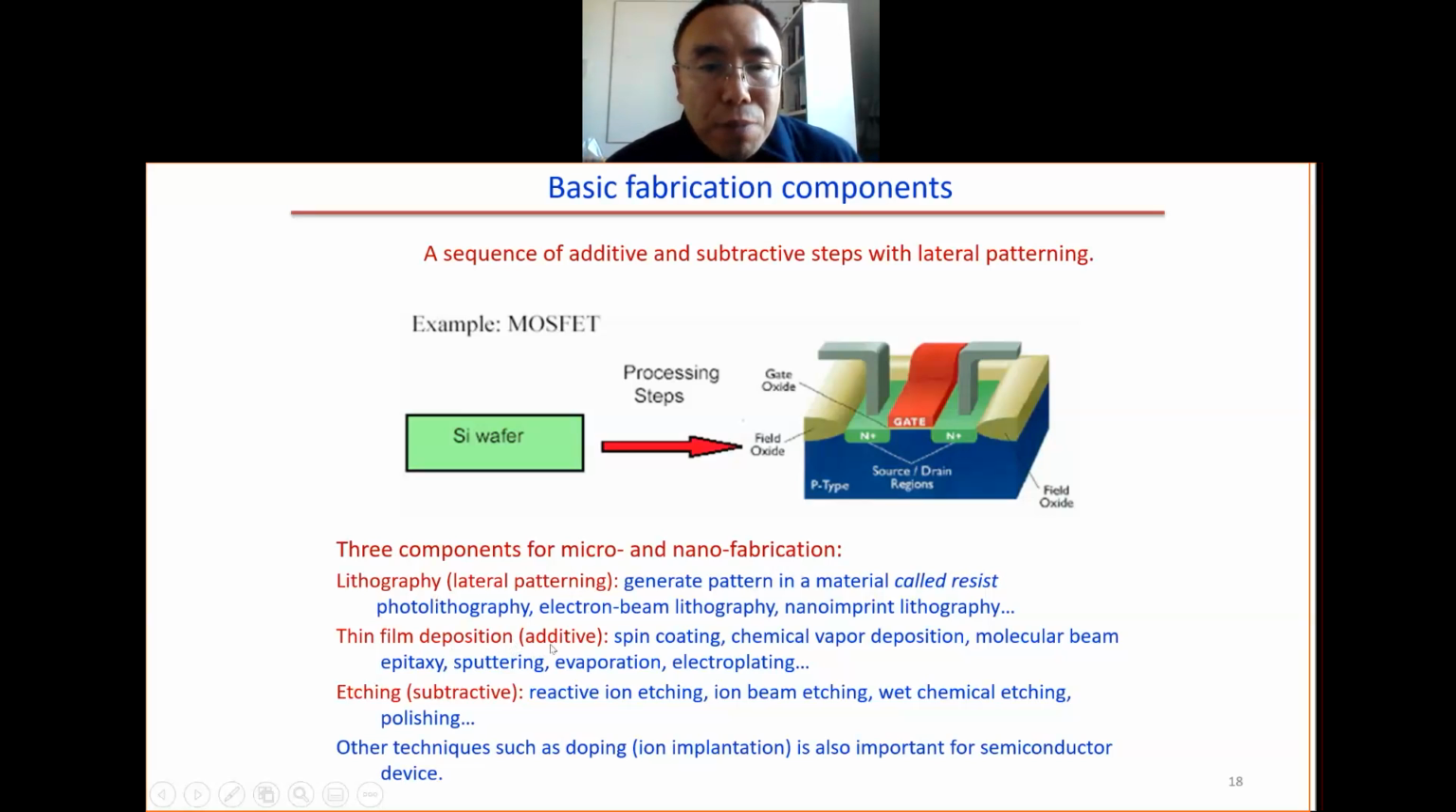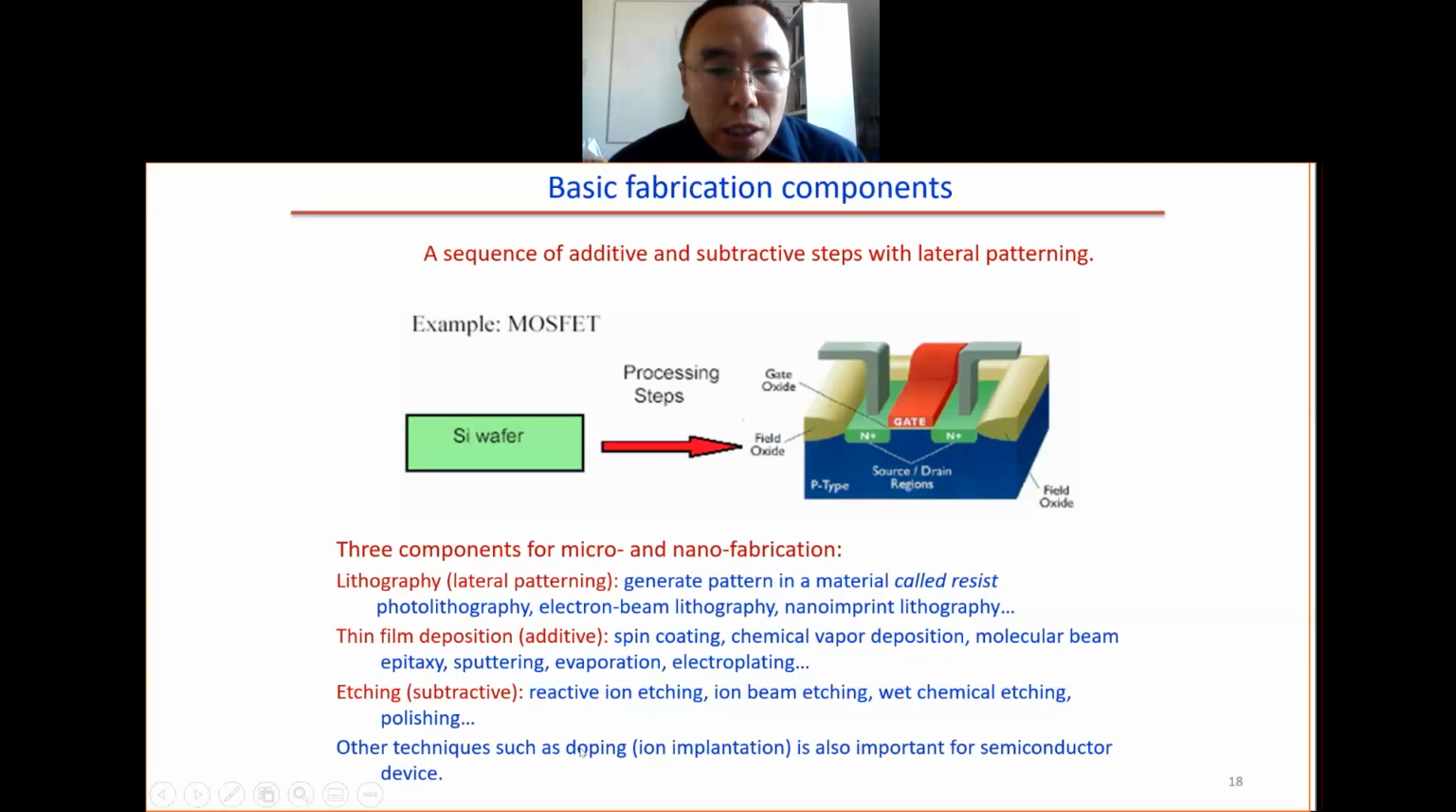Then we have the thin film deposition. The thin film deposition is an additive process. For example, the red color material, in the past, is the polysilicon. The polysilicon is deposited by chemical vapor deposition. This is the thin film deposition process. Then we have the etching, which is the subtractive process. For instance, we deposit this red color polysilicon, and it will be coated everywhere. How to remove the red color polysilicon from here and here? This is done by the etching process.